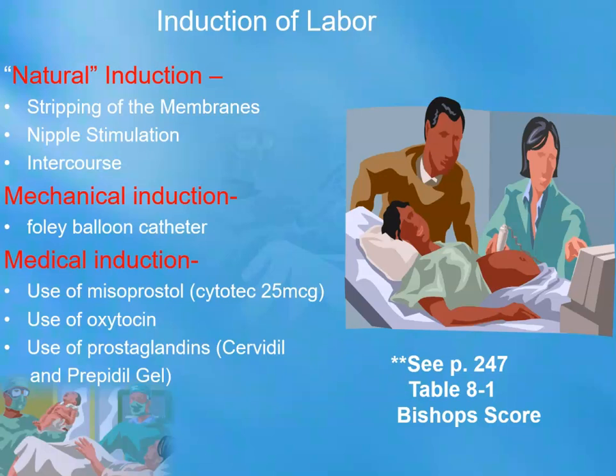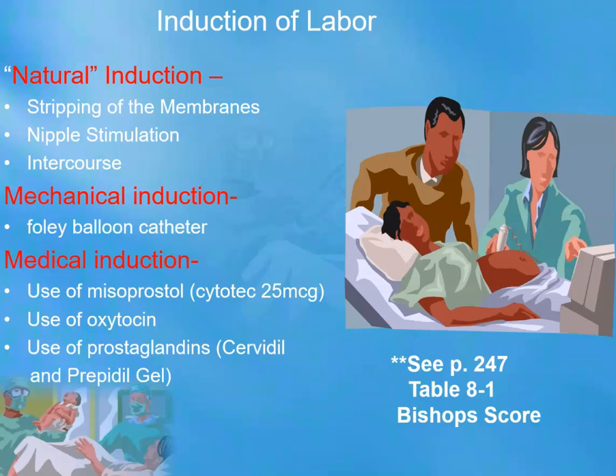Nipple stimulation, as we talked about with the contraction stress test, if you touch the nipples, any kind of stimulation to the nipples can cause the natural oxytocin to be released in the body and will start the contractions. Intercourse also, of course, make sure it's cleared with the doctor. But with intercourse, the sperm contain prostaglandin, which works on the cervix and can cause some contractions. So those are natural ways to be induced without medication.